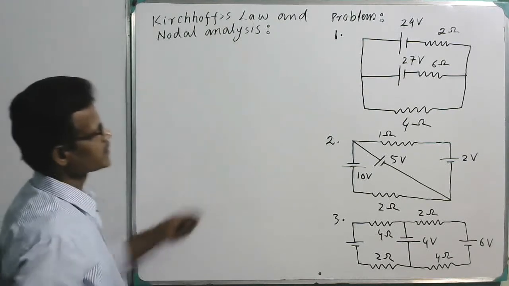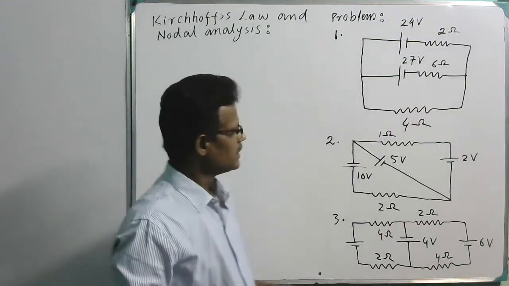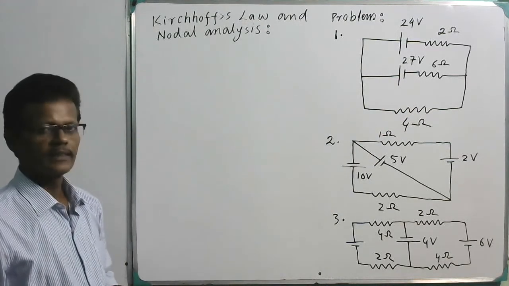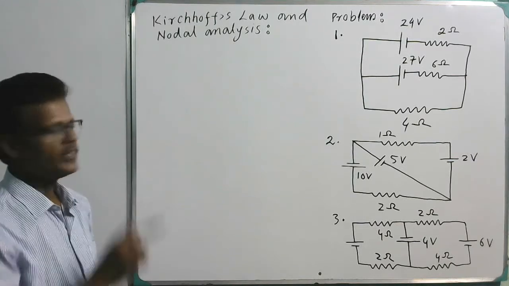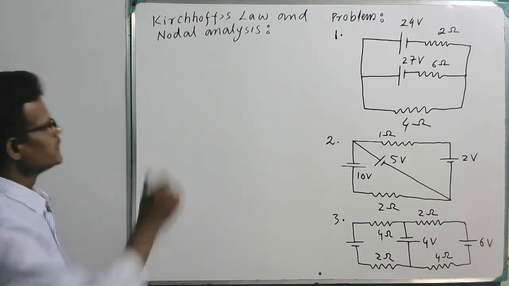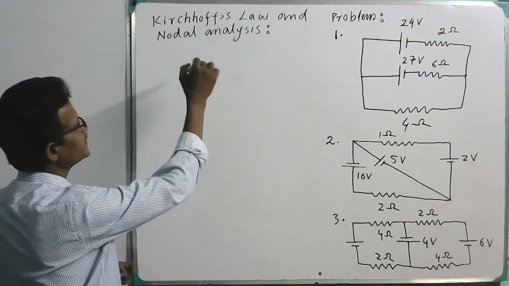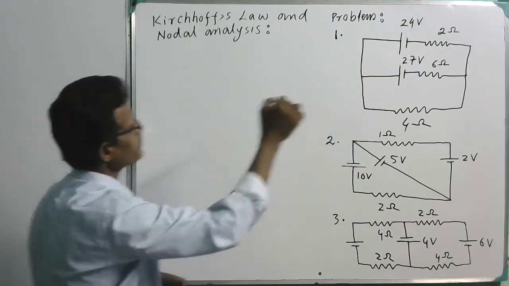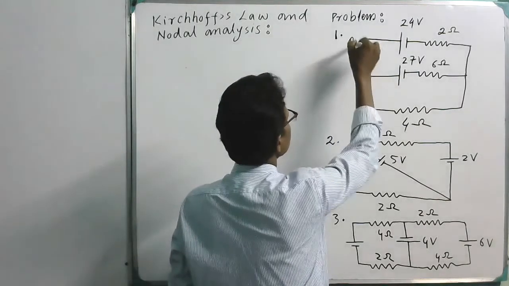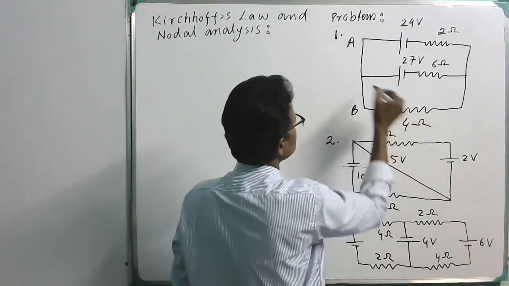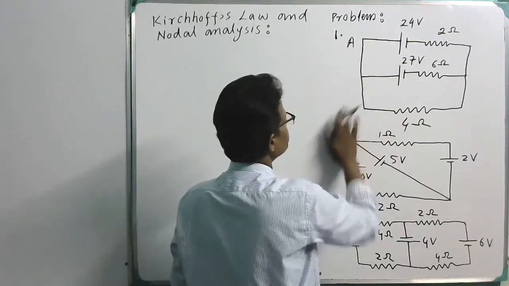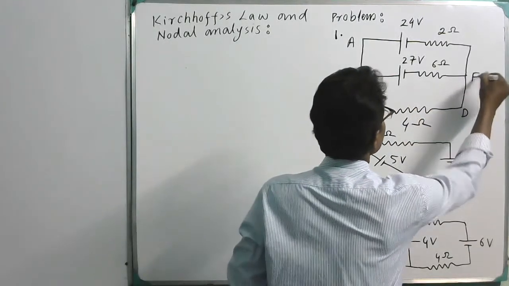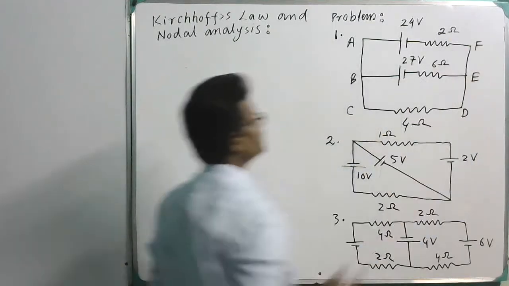One point, meaning any point, any node or junction of the circuit, we will basically ground that point. See, the basis of this nodal analysis. Suppose, let me draw, one minute. A, B, C, D, E, F, suppose.